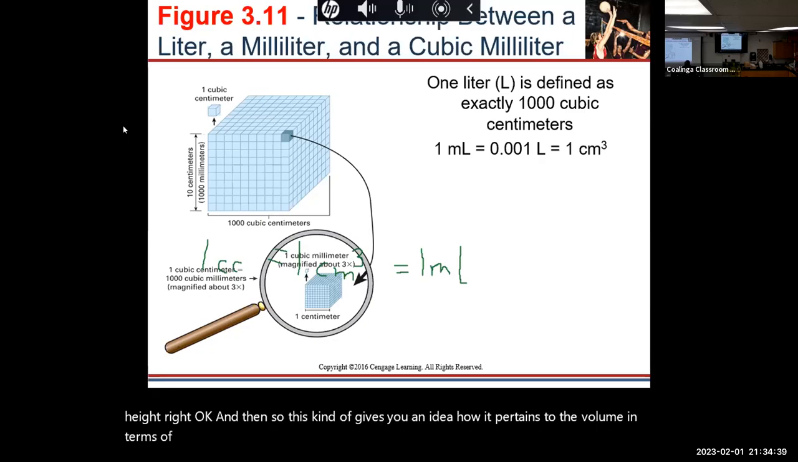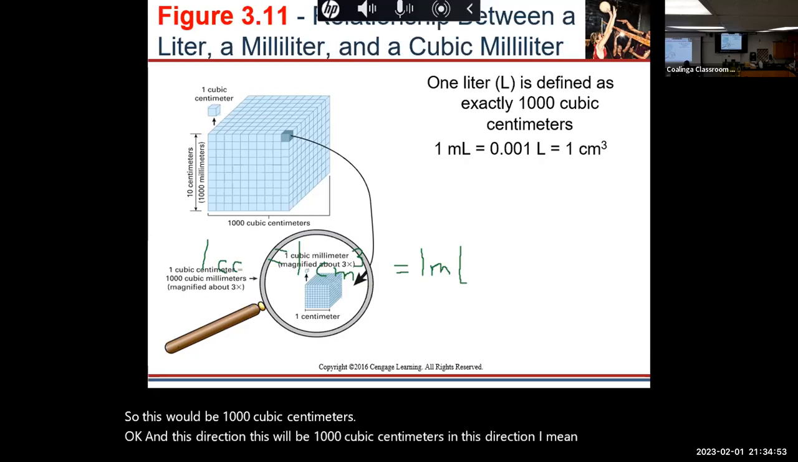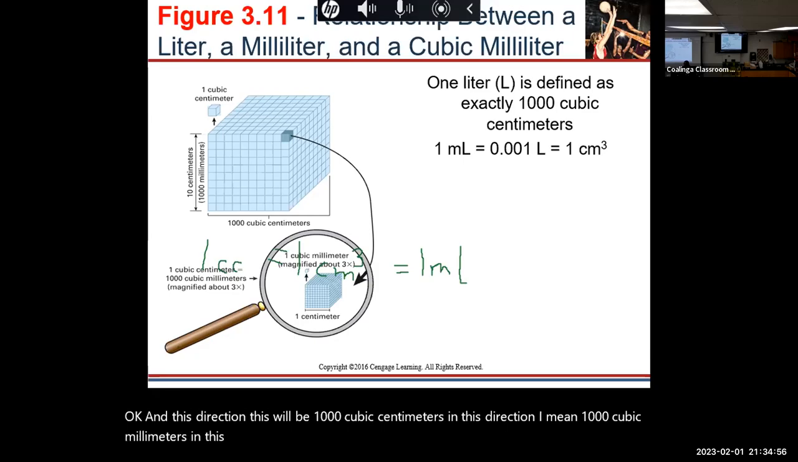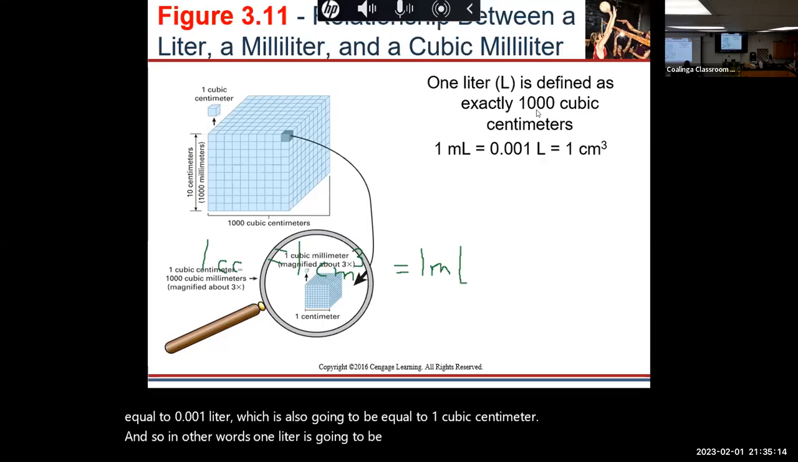Okay, and then this kind of gives you an idea how it pertains to the volume in terms of liters, right? So here, this represents 1 cubic centimeter. So this would be 1,000 cubic centimeters in this direction, and 1,000 in this direction. 1 milliliter is going to be equal to 0.001 liter, which is also equal to 1 cubic centimeter. So in other words, 1 liter is approximately 1,000 cubic centimeters.